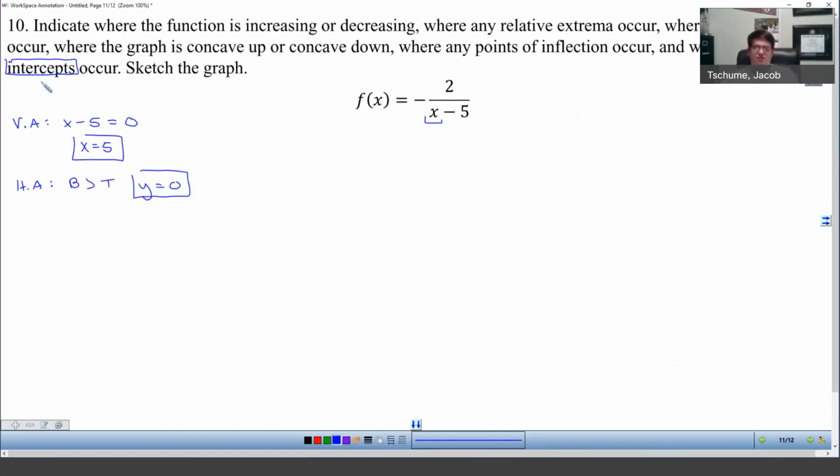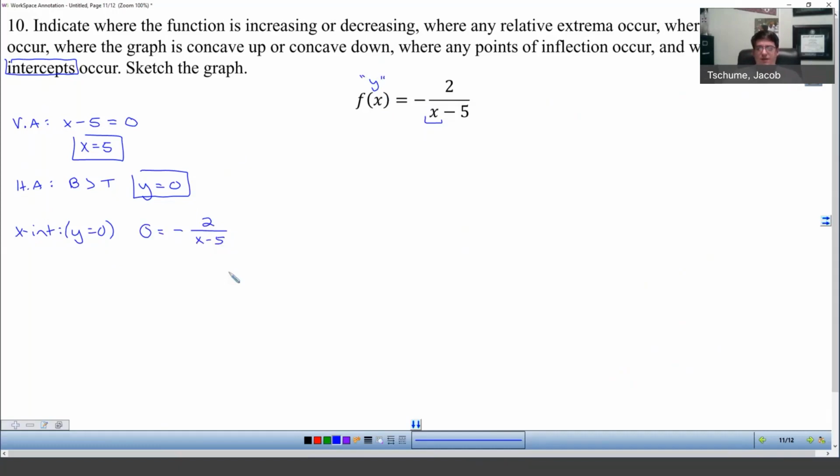As far as intercepts go, if you remember from algebra, when you're asked to find an x-intercept, you're going to end up letting y equals 0. Now remember, f of x and y are the exact same thing. So if I let y be 0 in that original problem, I will have 0 equals negative 2 over x minus 5.